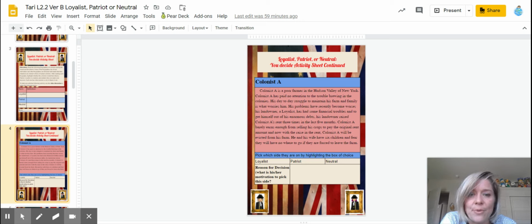Colonist A is a poor farmer in the Hudson Valley of New York. Colonist A has paid no attention to the trouble brewing in the colonies. His day-to-day struggle to maintain his farm and family is what worries him. His problems have recently become worse. His landowner, a loyalist, has had some financial troubles, and to get himself out of his enormous debt, the landowner has raised colonist A's rent 3 times in the last 5 months. Colonist A barely earns enough from selling his crops to pay the original rent amount, and now with the raise in rent, colonist A will be evicted from his farm. He and his wife have 6 children and feel they will have nowhere to go if they are forced to leave the farm.